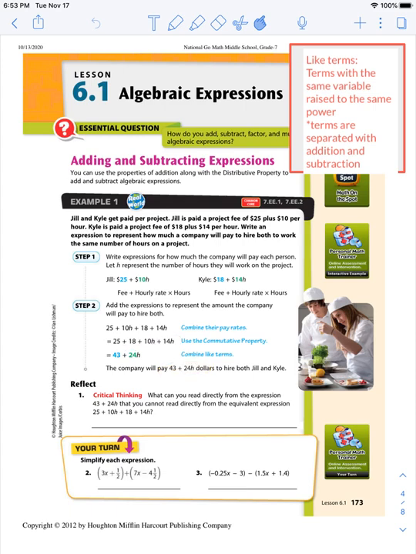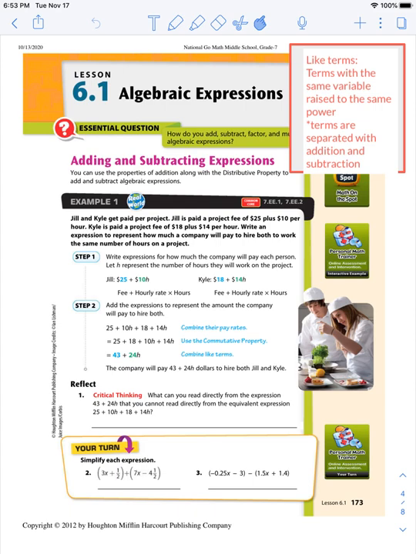All right, so let's read the problem. Jill and Kyle get paid per project. Jill is paid a project fee of $25 plus $10 per hour. Kyle is paid a project fee of $18 plus $14 per hour. Write an expression to represent how much a company will pay to hire both to work the same number of hours on a project. Okay, so we're going to use H for hours.